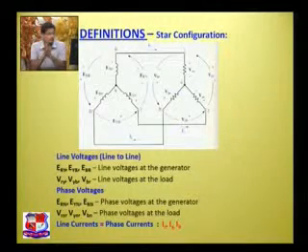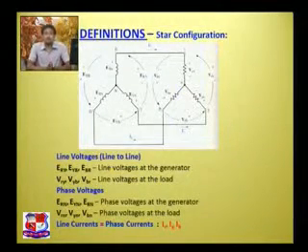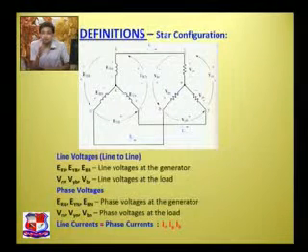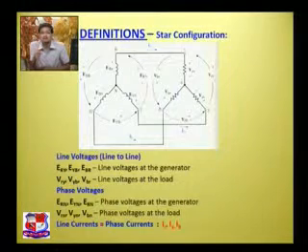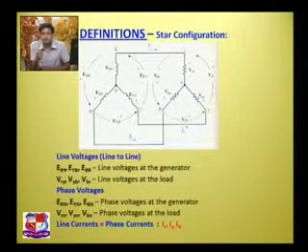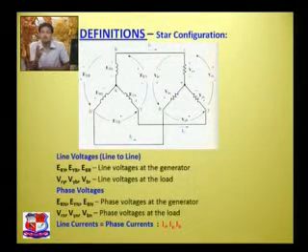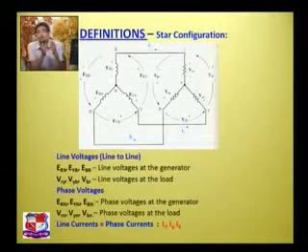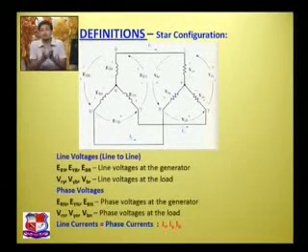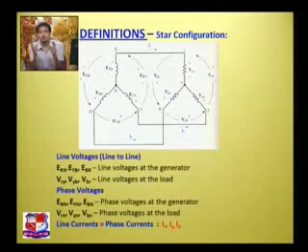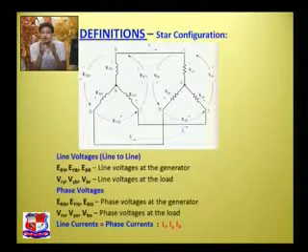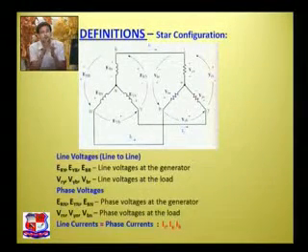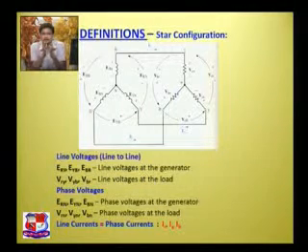And at the load, VRY, VYB and VBR we call the line voltage at the load. Then the second term is the phase voltage. According to our definition, line voltage is across the transmission line, the connection between the output and the input. The input is the generator and the output will be the load. So the line voltage is defined like this.